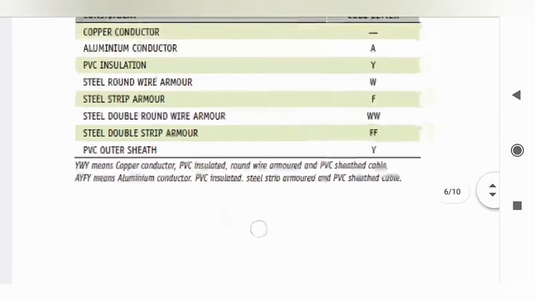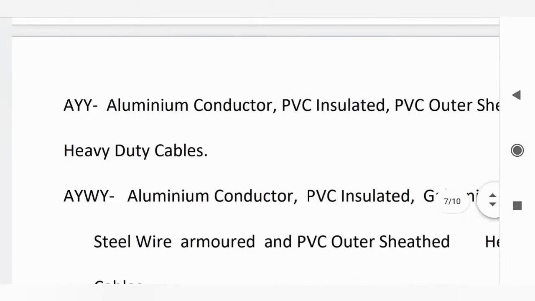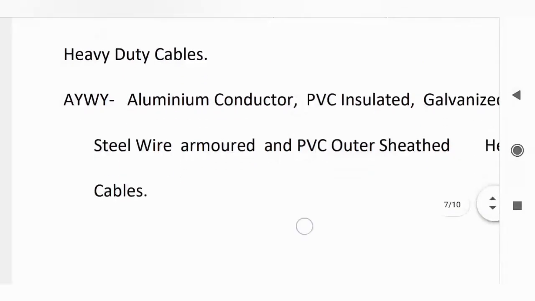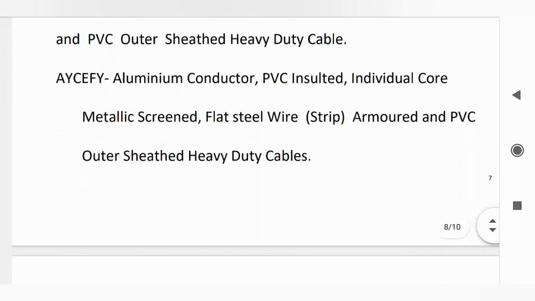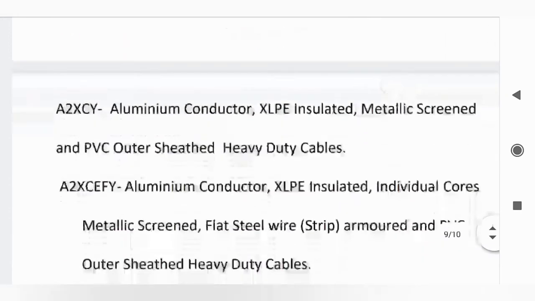There can be other examples like AYY, AYWY, AYFY, AYCY, AYCEFY. This is a little bit you need to understand. A means aluminum conductor, Y means PVC insulation, then CE indicates each individual core is metallically screened, and then F indicates flat wire strip, and Y indicates PVC outer sheath. Similarly, all this can be understood.